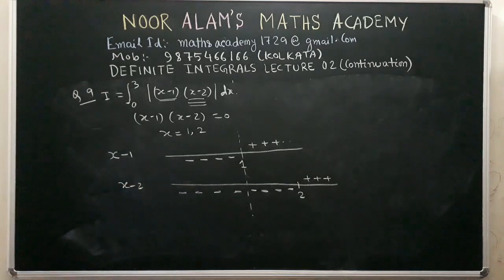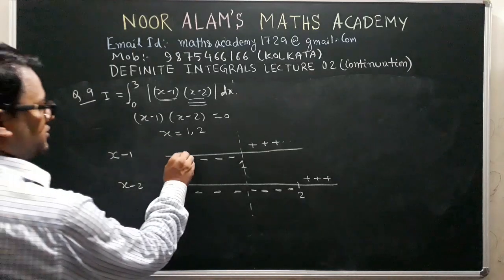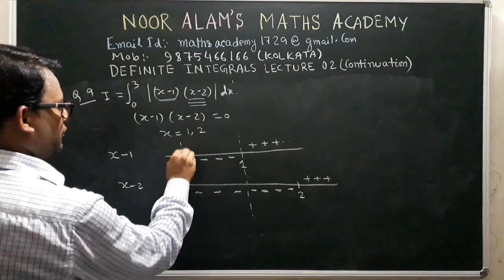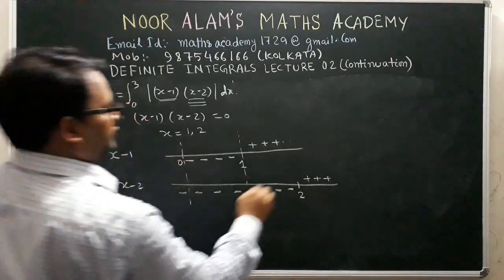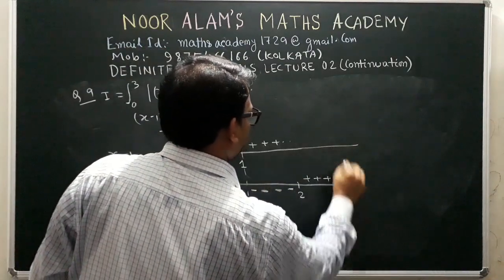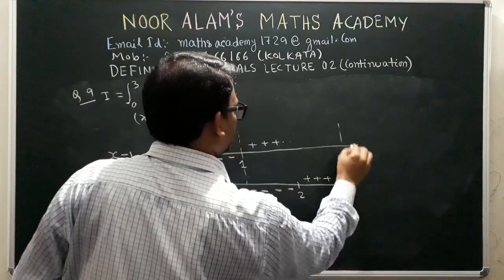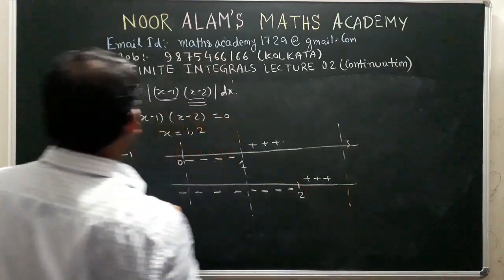So now we have to find the value of the integration when the limit is given as 0 to 3. So that means suppose here the value 0, we draw one vertical line, and here the value is 3. Suppose the value is 3 here. Okay, you can take it here, no problem, no issue.